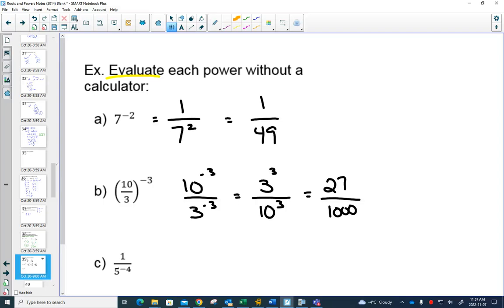Okay, part C, did you get 5 to the 4? And 5 times 5 times 5 times 5?